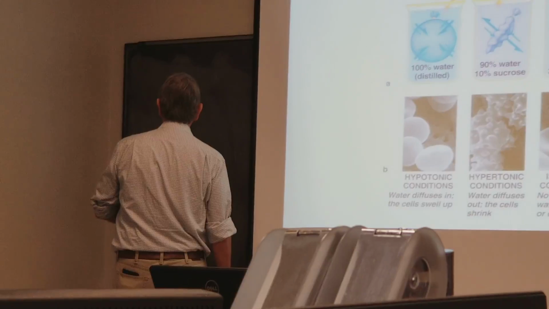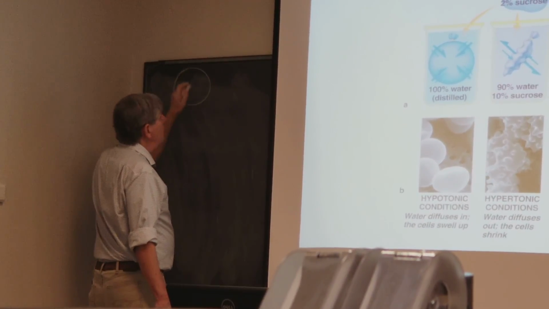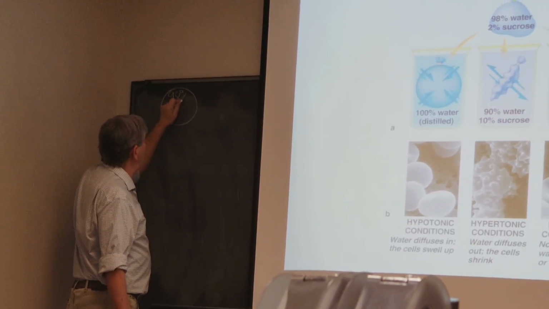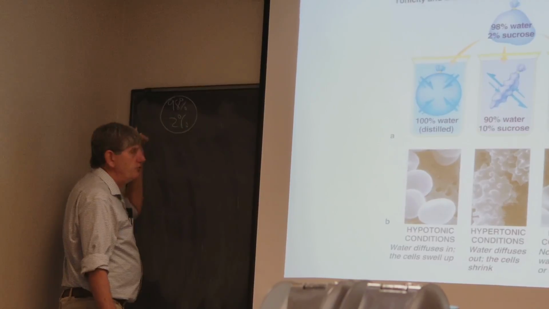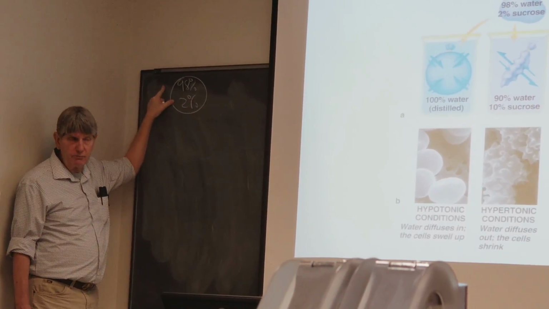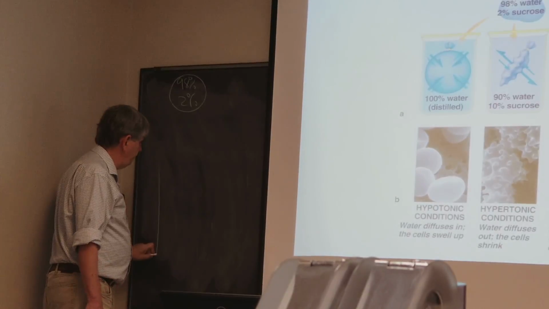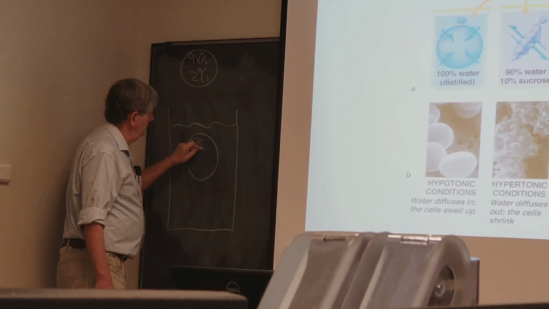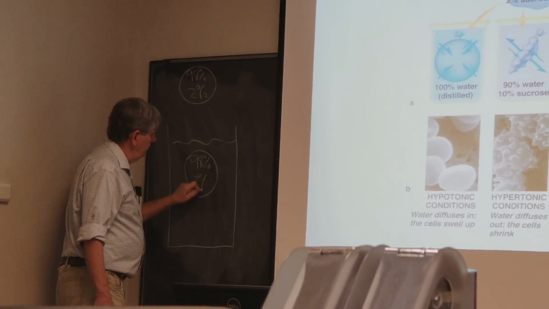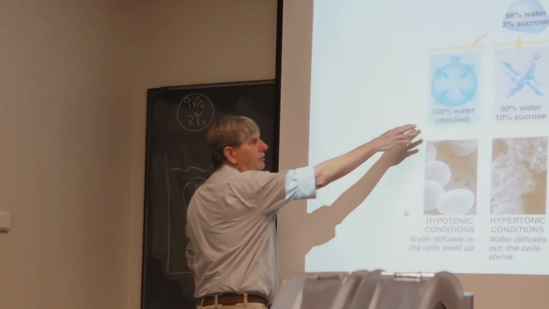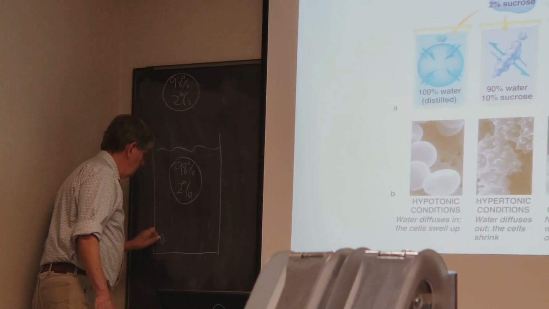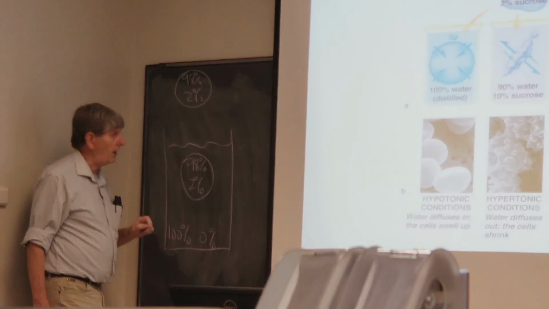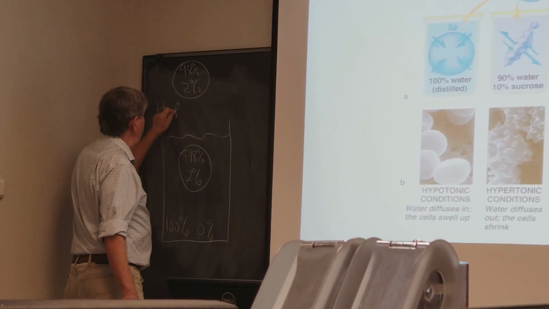So we start over here with a hypotonic example. And so with our cell at the top, represented by that bag, we're going to have 98% water, 2% solute, has to add up to 100%. So we're going to stick that cell now into an environment that has 100% water. That means 0% solute, okay? And this condition is characterized as being hypotonic.